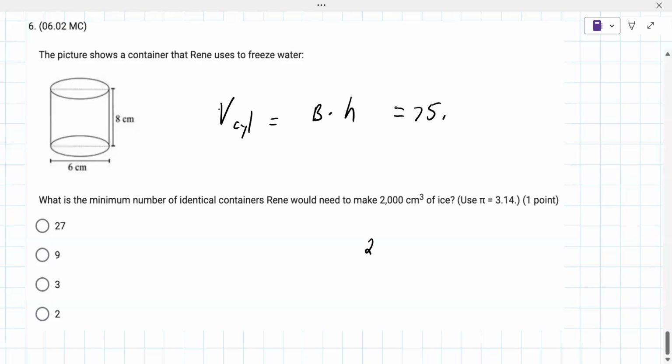Okay, so you're going to take that 2,000 and divide it by that 75 point whatever number you just said, 75.36, I think. I got 26.54. Okay, so actually, it would be 27, because you round up. Yeah, that'd be the first option there.